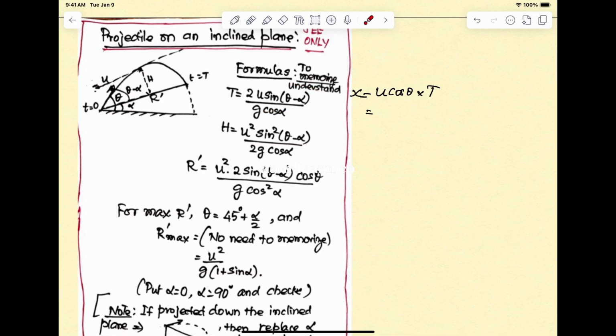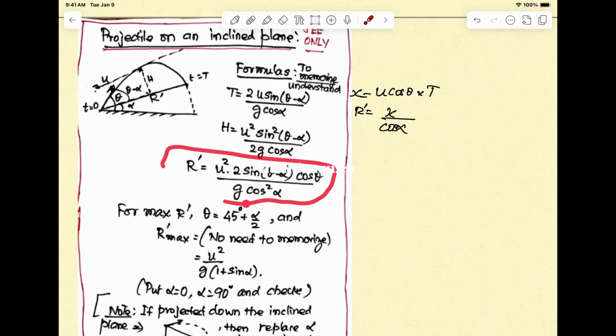Once you have got the x value, then r dash is given by this x divided by cos alpha. You can see that r dash is x divided by cos alpha, which will give the hypotenuse. Therefore, this can be easily got, and once you do this exercise, you will get this particular formula.